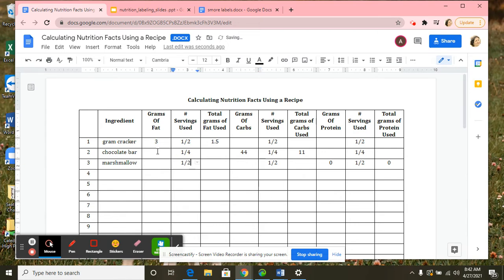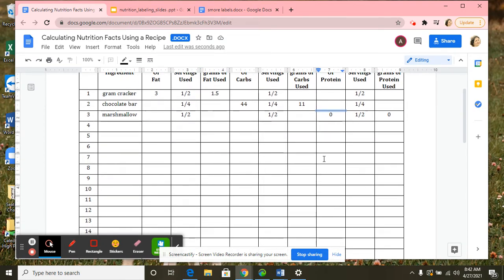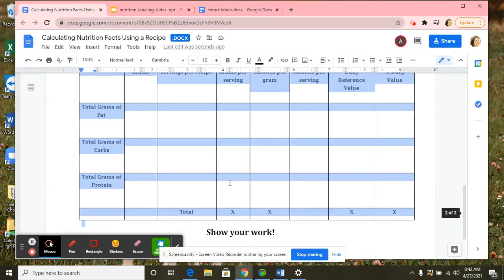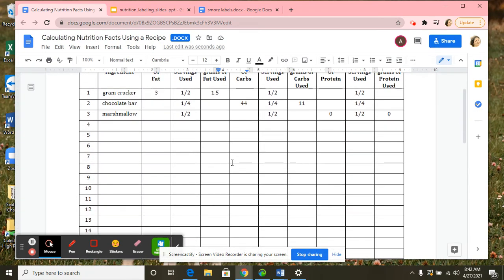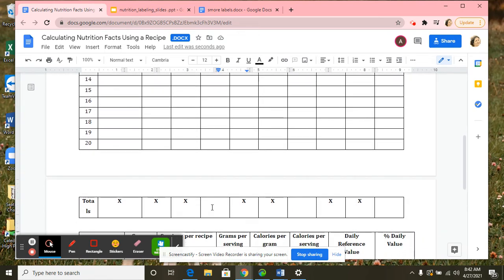Now remember, when you do this yourself, you'll still need to calculate the grams for all of these. I'm just trying to show you for each level. Okay, once I have all of that information in, I'm going to add up the total grams of fat that I use, the total grams of carbs. So I'm going to tally up this column and put it right down here.